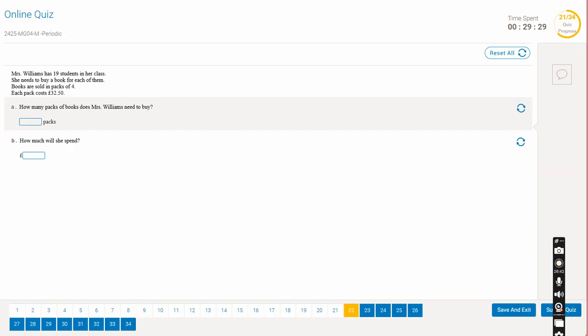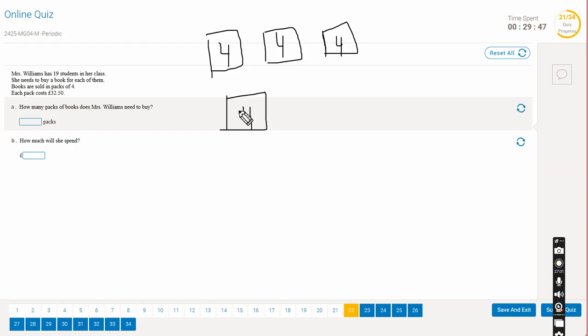Now, how many packs of books does Mrs. William need to buy? Mrs. William has 19 students in her class. She needs to buy a book for each one of them, right? And each pack contains 4. So 4, and then 4 again, and again, and again. So how many are there? 4, 8, 12, 16, 20. So how many packs does she need? 1, 2, 3, 4. 4 packs in total. But she needs 5 packs, so she can cover and not miss any students.